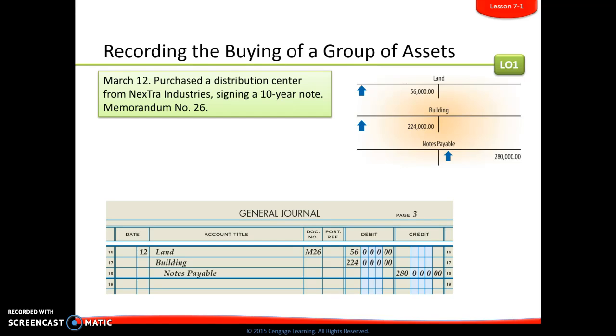Okay, so now we're going to record that. So we have a group of assets that we're recording because it was one purchase, but we're buying 2 different assets. So on March 12th, we purchased a distribution center from Textra Industries, signing a 10-year note. In that distribution center, like I said, we bought 2 assets because we bought the land and we bought the building. So the land we figured out to be $56,000 and the building we figured out to be $224,000. Those added together is what we paid in total, which will be $280,000. So that's going to be our credit to notes payable.